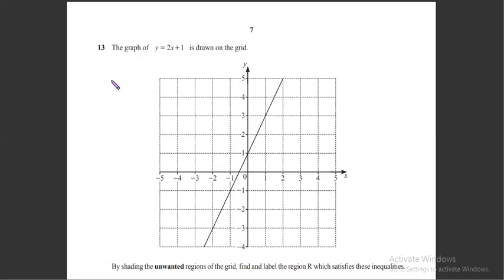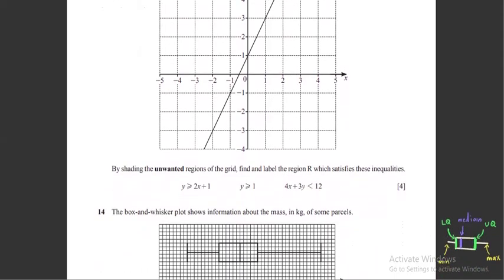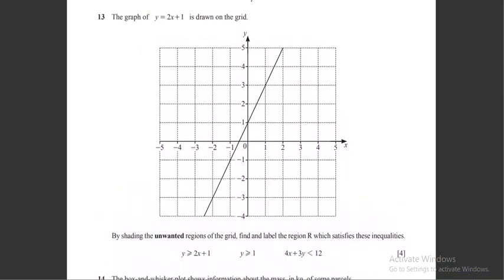In question 13, the graph is given to us. This graph that is given to us is y is equal to 2x plus 1. And this is a question that is related to inequalities, where you're supposed to shade in the unwanted region for these 3 inequalities given. And you need to label the region that satisfies all 3 inequalities with the letter R.